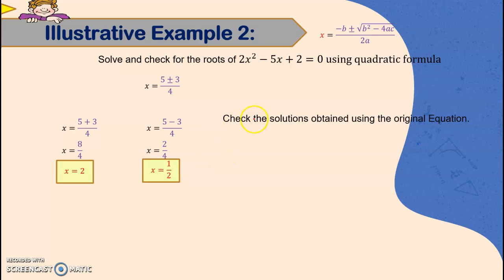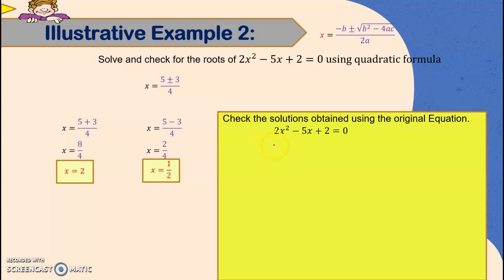So to do the checking, for us to see if it's really the solution, checking. For x equal to 2, 2 times 2 squared minus 5 times 2 plus 2 equal to 0. 2 squared is 4. -5 times 2 is -10, plus 2 equal to 0. 2 times 4, that's 8, minus 10 plus 2 equal to 0. So 8 plus 2 is 10, minus 10, that's 0. Check.